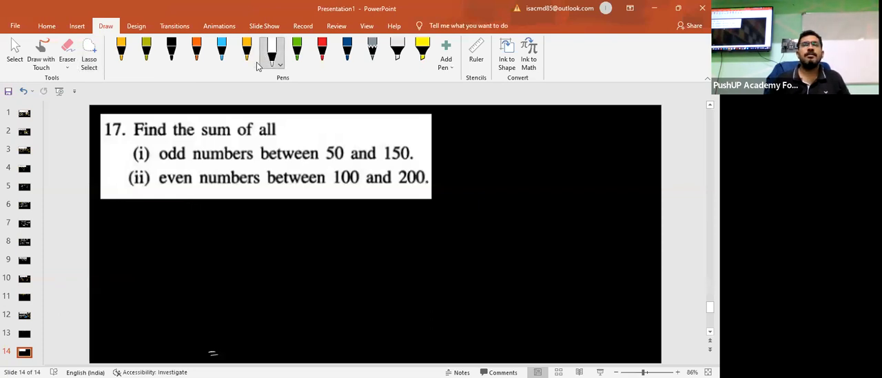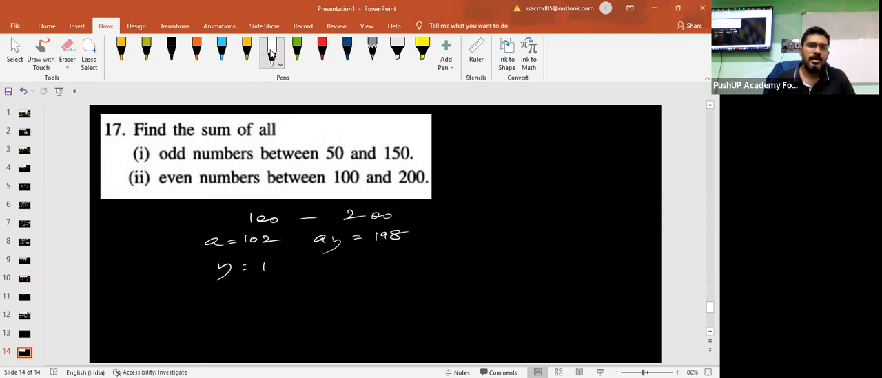What is the second answer? How much did you get? 735. We got even numbers between 100 and 200. So the range given to you is what? 100 to 200. The first term would be 102. The last term would be 198. Very good. And the number of terms you don't know. So it is going to be 198 minus 102 divided by 2 plus 1.